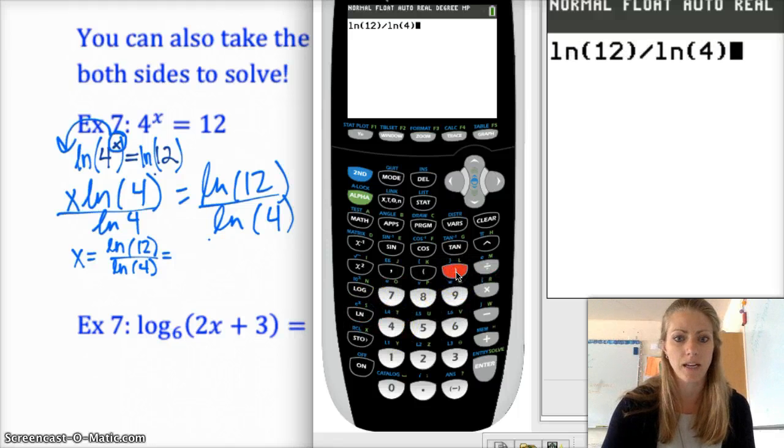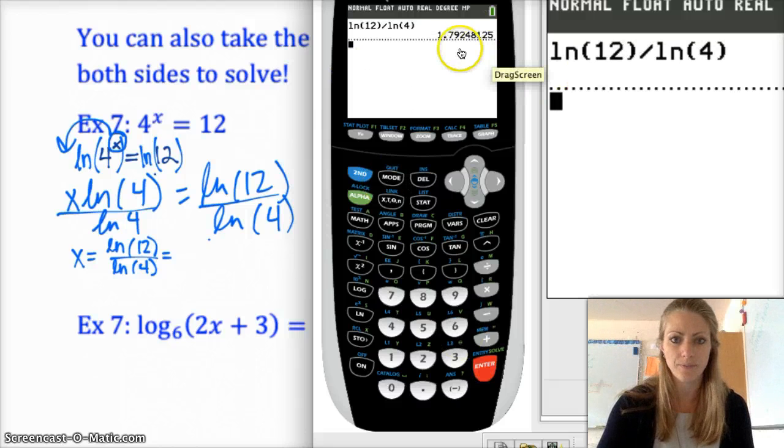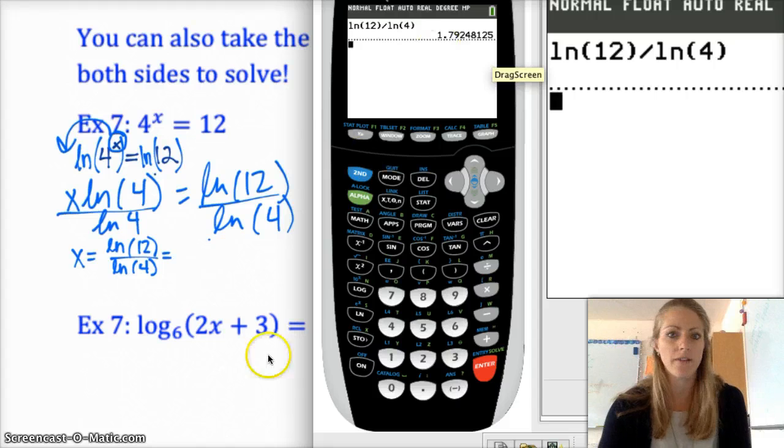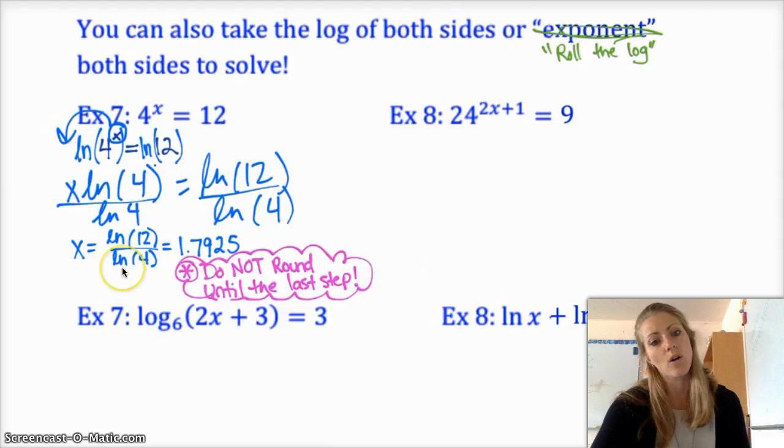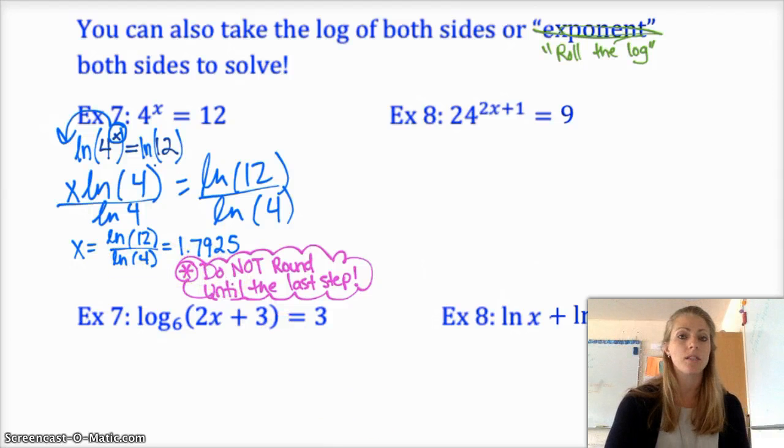This is not the same thing as the natural log of 3, or the natural log of 12 divided by 4. Not the same thing. Natural log of 12 divided by the natural log of 4 is 1.7925, approximately. It is important that you do not round until the last step. What I mean is, don't do the natural log of 12 and round that, and then divide it by the rounded natural log of 4. With logs and exponents, when you start rounding the decimals, your answers are going to be way, way off. So please don't do that until your final answer. Plug it into the calculator the way I showed you.